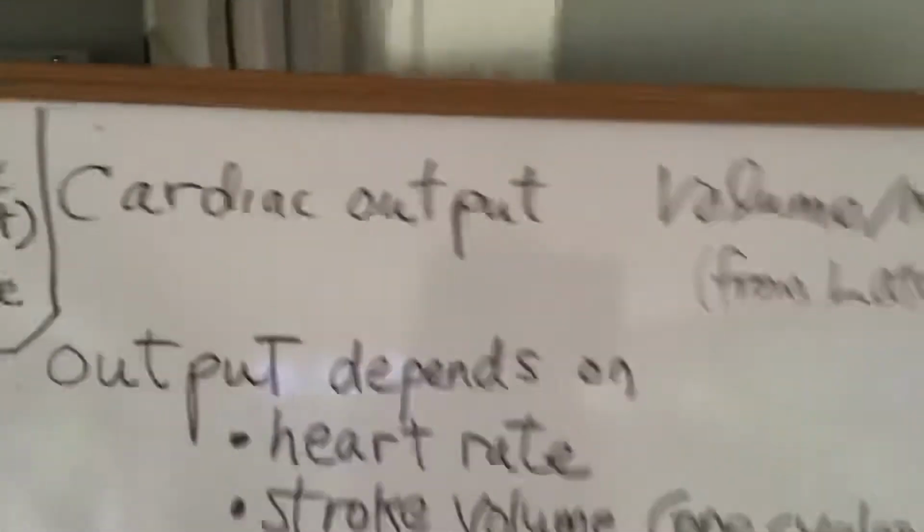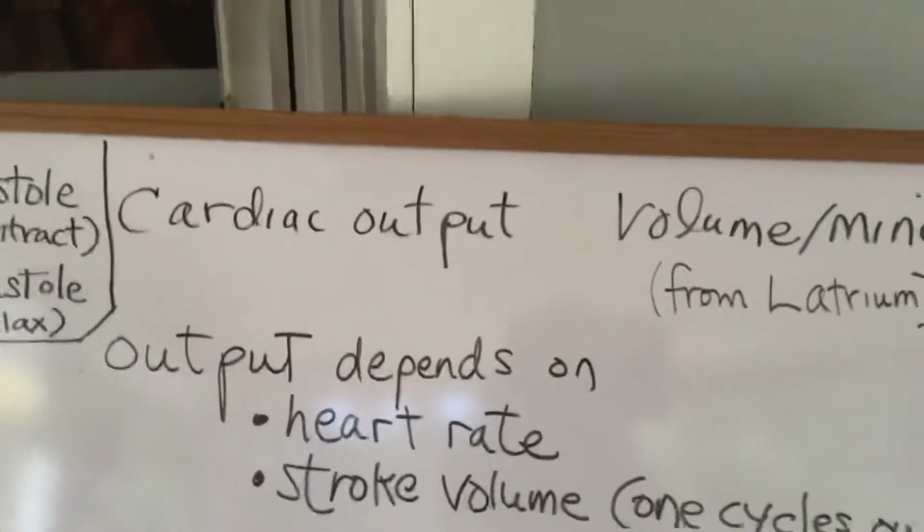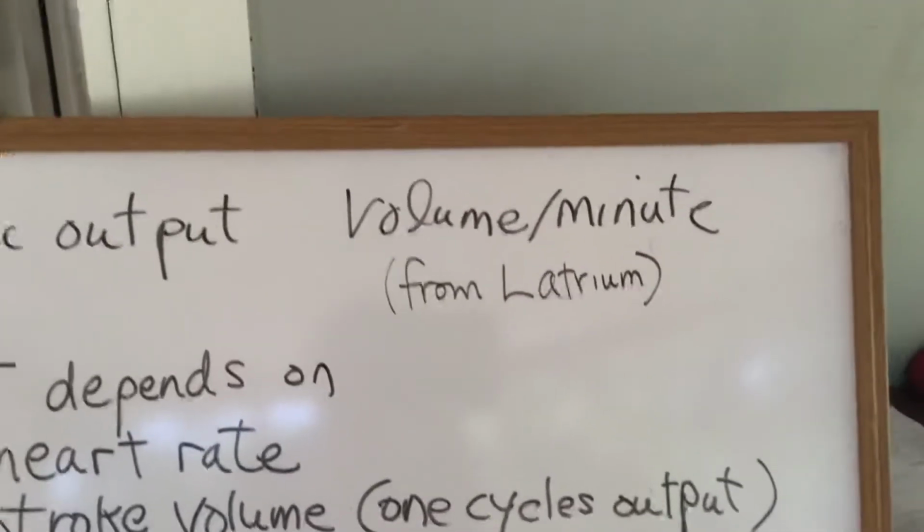Then another thing to talk about is the blood vessels. Let's just talk about a couple other things. Okay, so if we can talk about how much blood is coming out of the heart. This is called cardiac output. It's basically the volume per minute.